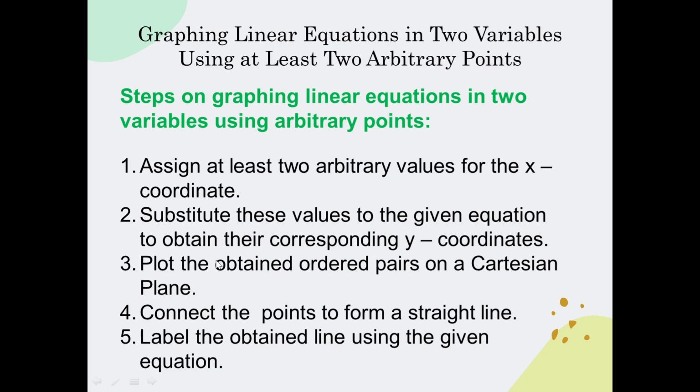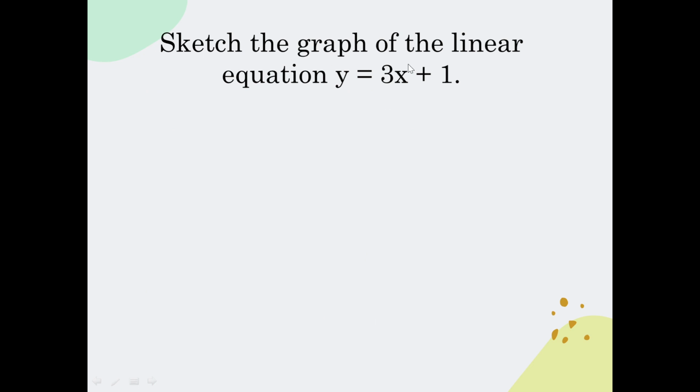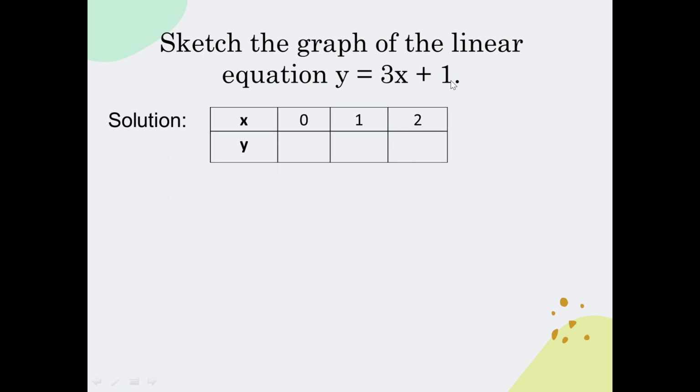Paano ba to? So, in graphing, using the arbitrary points, the first step is assign at least 2 arbitrary values for the x-coordinate. So, ibig sabihin, x-coordinate po yung i-assign natin. Pwede tayong mag-choose ng 1, 2, or 0 and 1, 2 and 4, ganon. Arbitrary points po yan. Next, substitute these values to the given equation to obtain their corresponding y-coordinates. Then, plot the obtained ordered pairs on the Cartesian plane. Connect the points to form a straight line. Then, label the obtained line using the given equation.